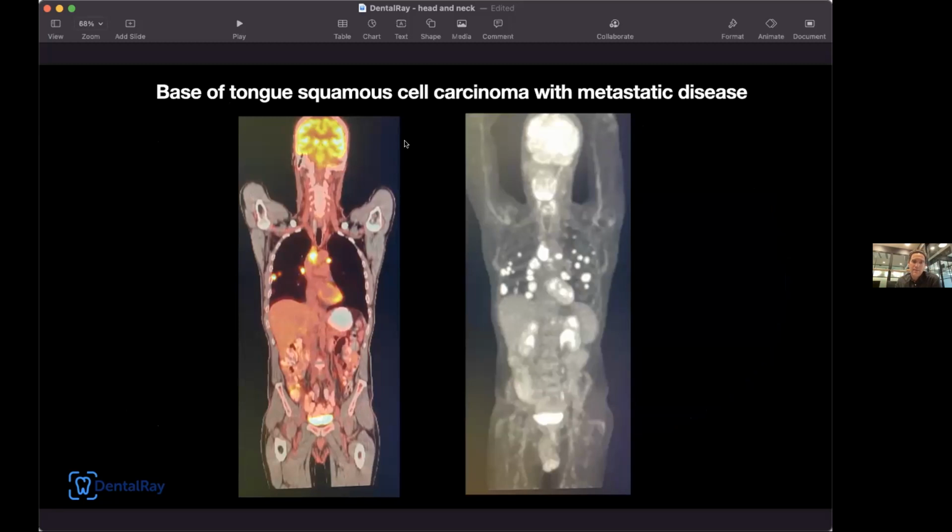And this patient with this base of tongue squamous cell carcinoma, this is what's called a MIP, or a maximum intensity projection image from a PET CT, showing numerous pulmonary metastases and abnormal lymph nodes in the mediastinum.